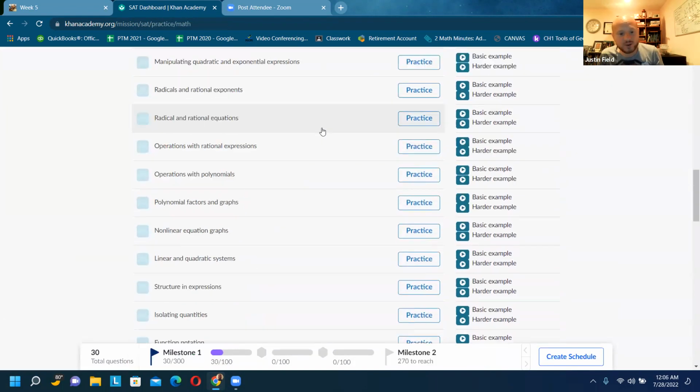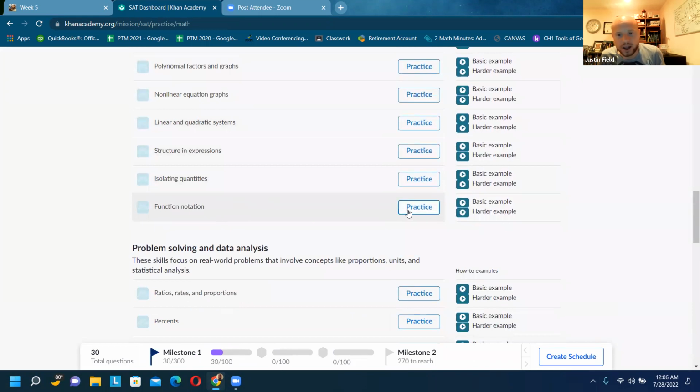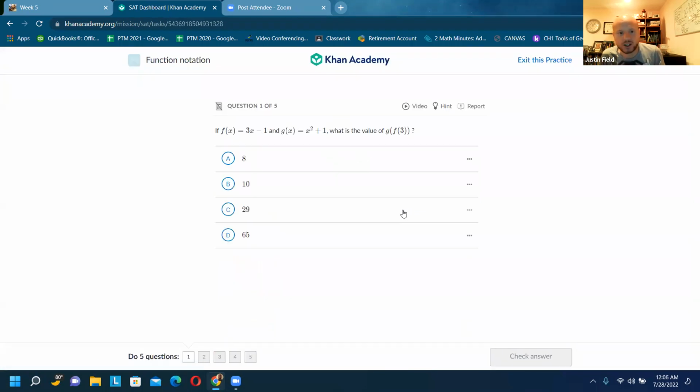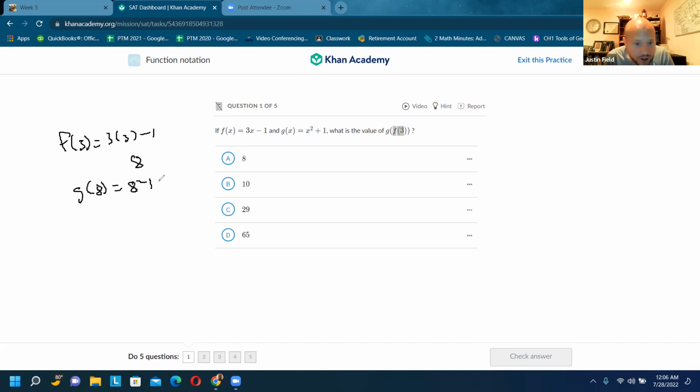Last one, guys, we're on the last one. It's been a journey to function notation. Okay, so you're going to substitute into f and then substitute the result into g. So what's f of 3? 3 squared minus 1 is 8. And so now we find g of 8, which is 8 squared plus 1 is 65.